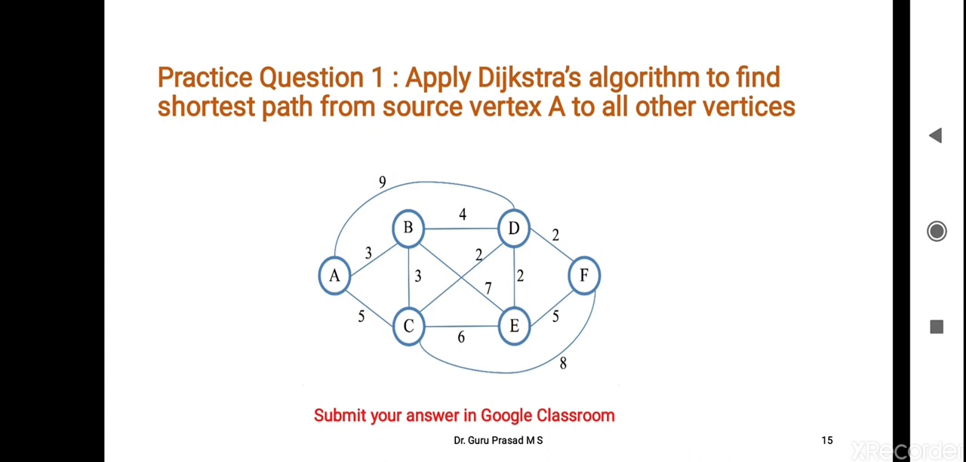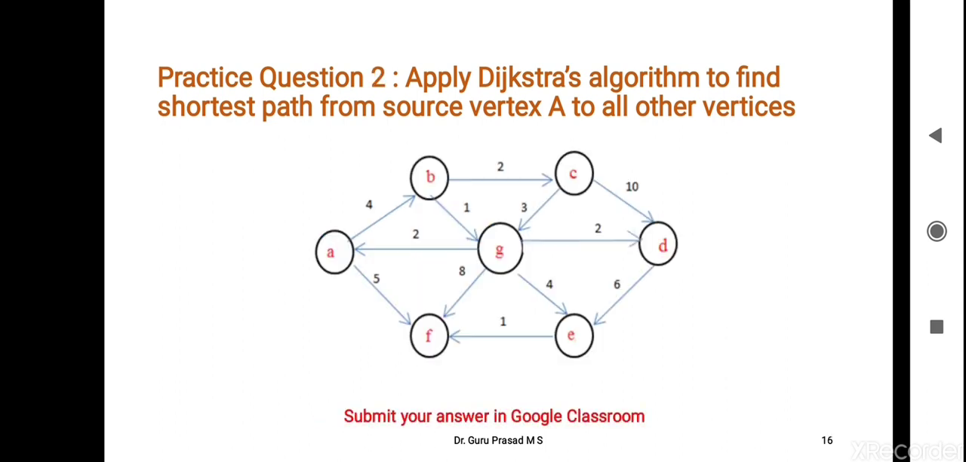Practice question 1. Apply Dijkstra's algorithm to find the shortest path from source vertex A to all other vertices. Students, solve this problem and submit your answer in Google Classroom. Practice question 2. Apply Dijkstra's algorithm to find the shortest path from source vertex A to all other vertices. In this given graph, it is a directed edge graph, so take care of the edge direction while solving the problem. Students, solve this one and submit your answer in Google Classroom.